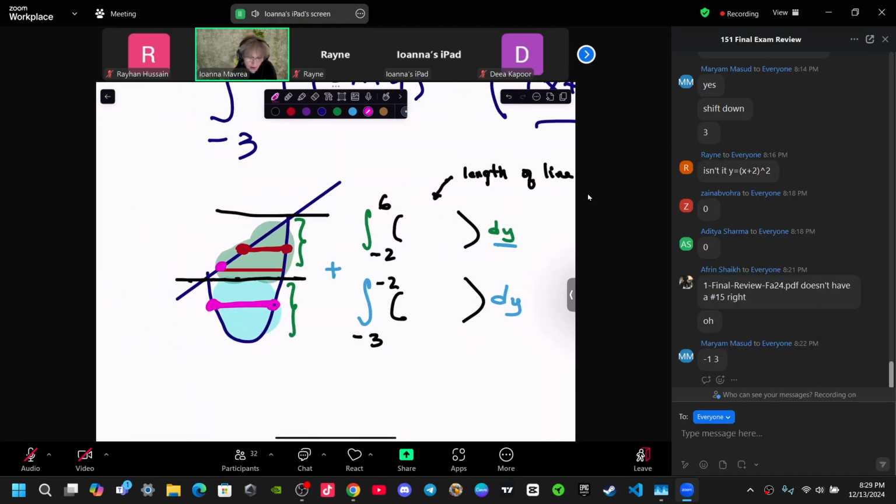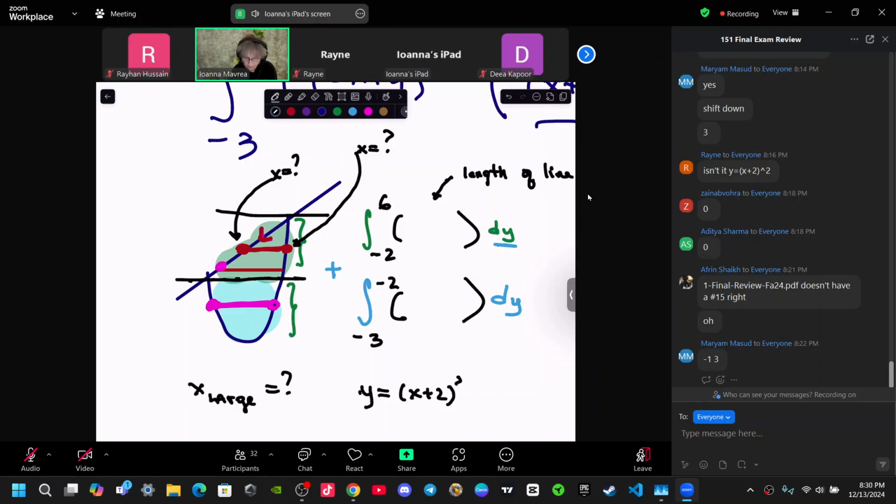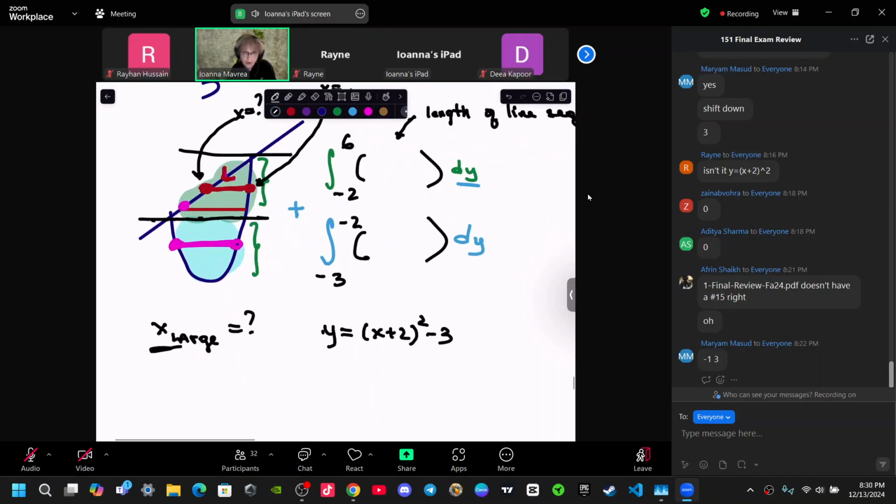What you need to do here to find the length of this line segment is find the x-coordinate here, that's the large x, and subtract the x-coordinate here, that's the small x. The large x comes from the parabola. So I'm going to write the equation for the parabola, and I need to solve for x because I want to know what x is equal to on the right of the line segment, since I want to subtract the x-coordinates to find the length. So I need to solve for x slowly.